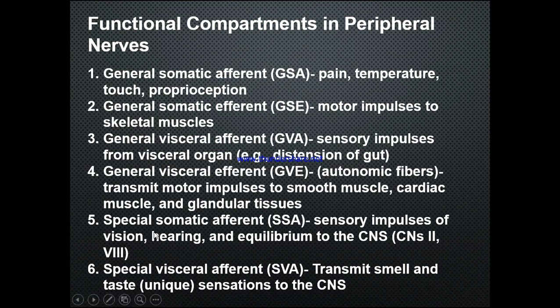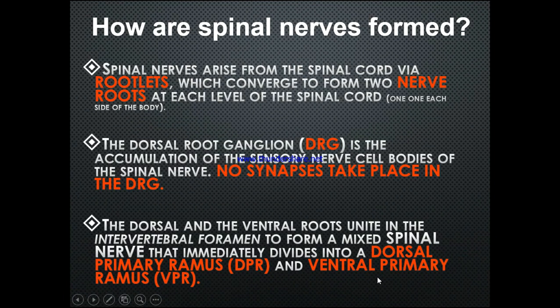But we also have special somatic afferent and efferent, which we're going to just look at as well. So we have the sensory impulses of vision, hearing, equilibrium and our cranial nerves, which we'll look at in a later lecture. And then of course we have the special visceral afferent part of that, which is the transmission of the smell, taste and the unique senses derived from the CNS.